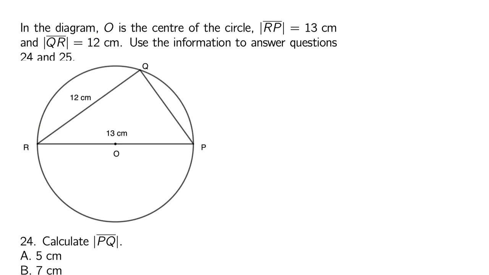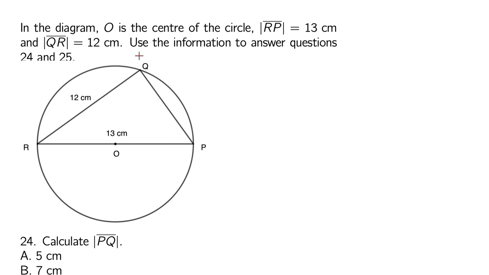The next problem is question 24. We have a preamble. It says in the diagram, O is the center of the circle. RP, which is labeled here, is 13 centimeters and QR is 12 centimeters. Use the information to answer questions 24 and 25. Question 24 says we should calculate PQ, which is this length.